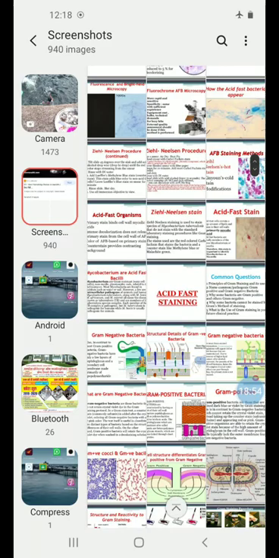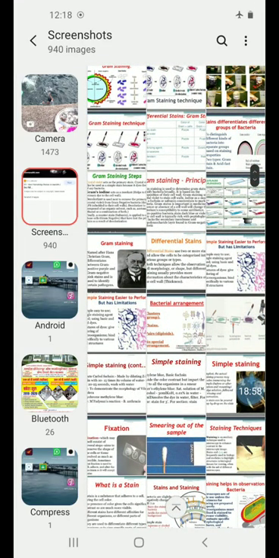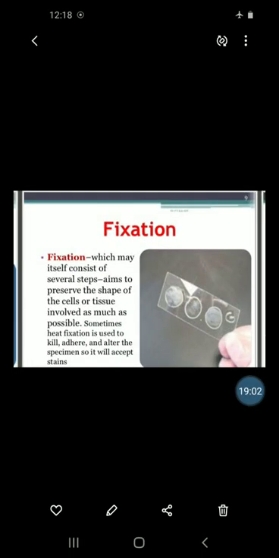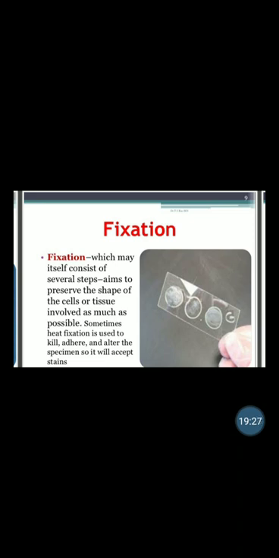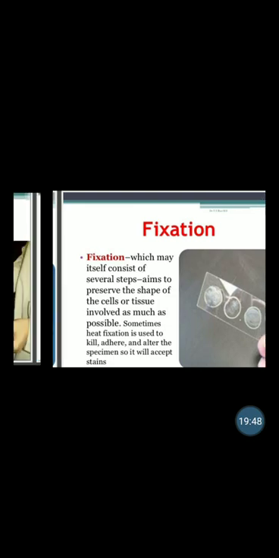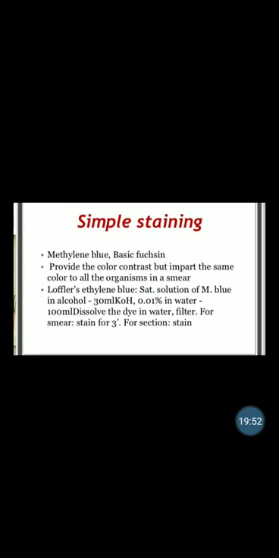Then, what is fixation? As I am saying, heat fixation. Fixation may itself consist of several steps. What is the aim of this fixation? To preserve the shape of the cell or tissue involved as much as possible. Sometimes heat fixation is used to kill, adhere and alter the specimen, so it will accept the stain.